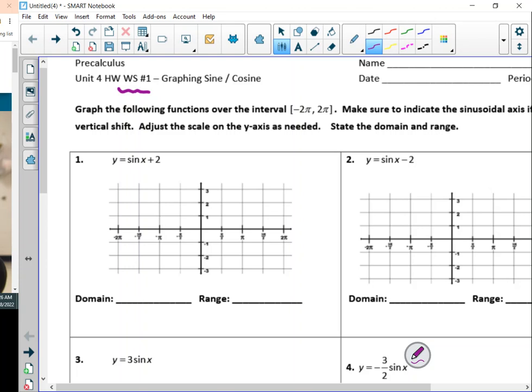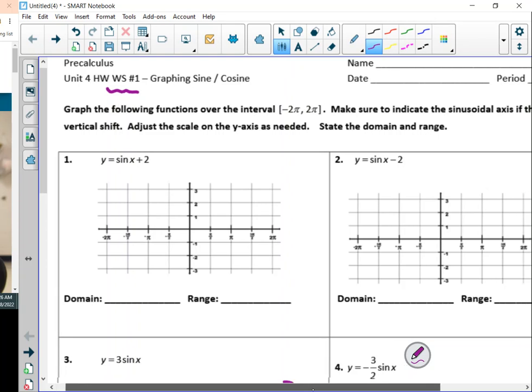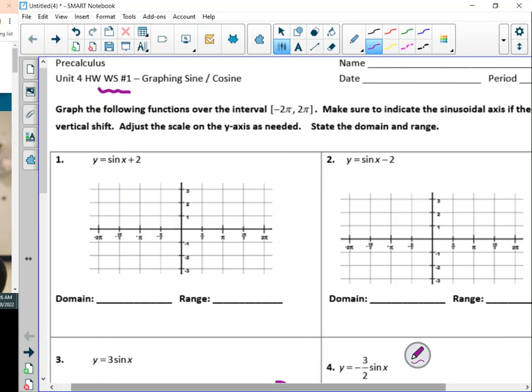Unit for graphing. So don't throw these away, hang on to them. If we do parts in class, that's awesome. That's just a benefit for you. But ultimately, I'll be wanting to see that you've completed these assignments.